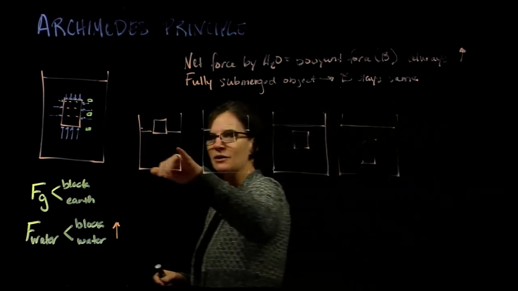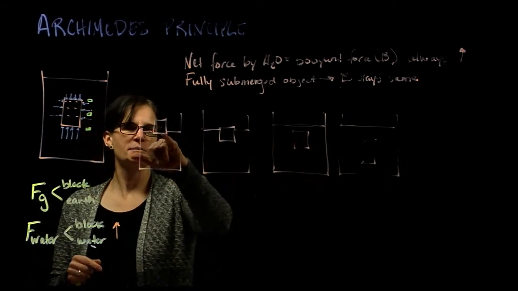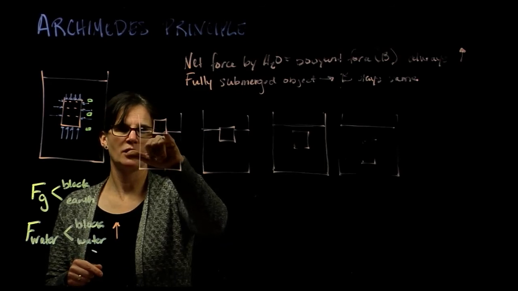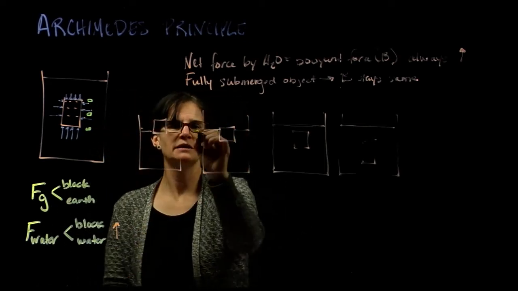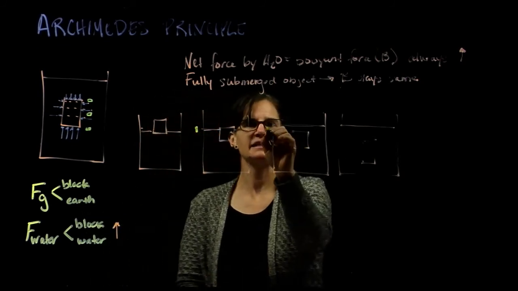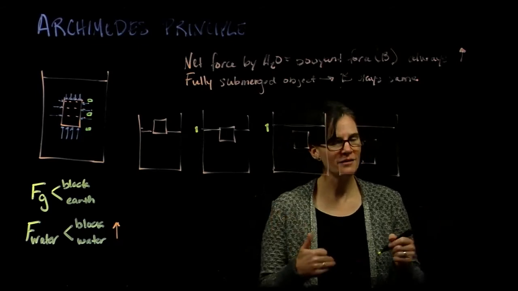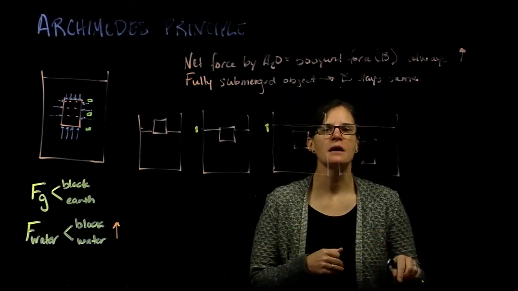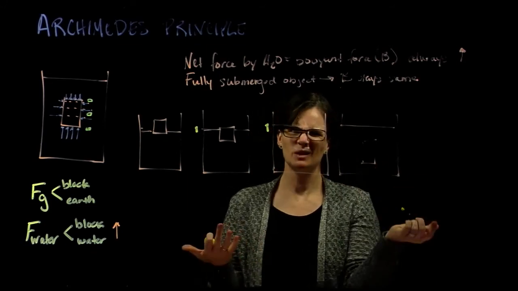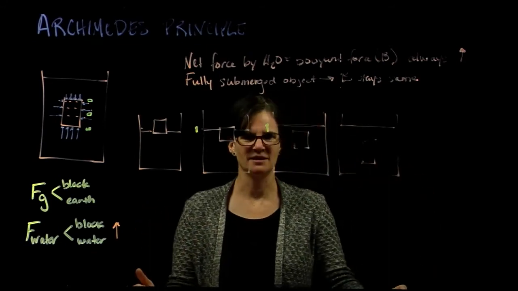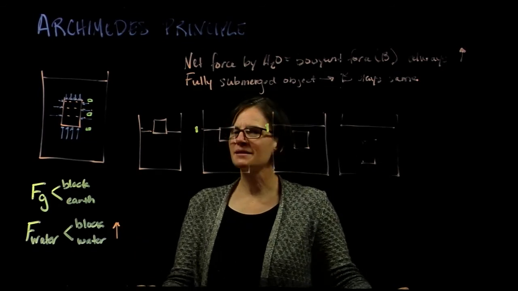So as I drew these objects being submerged in the water, I've submerged a small amount of the object. As I submerge more of the object, my water level increases. I displace more water because more of the object is taking up that space. However, when I go from fully submerged to deeper, well, the same volume is taking up that space, and so the water level will no longer change. Well, this is important.